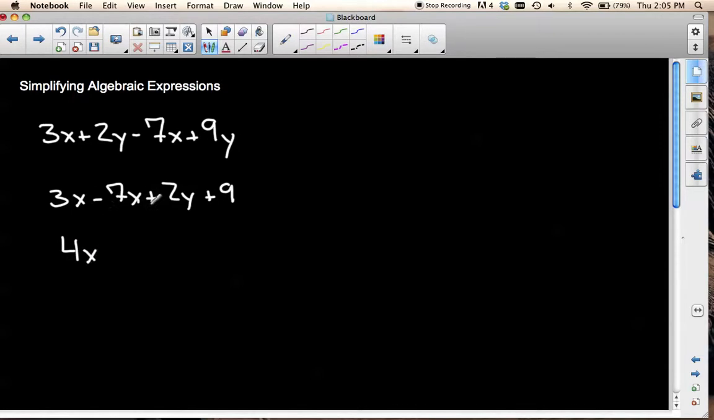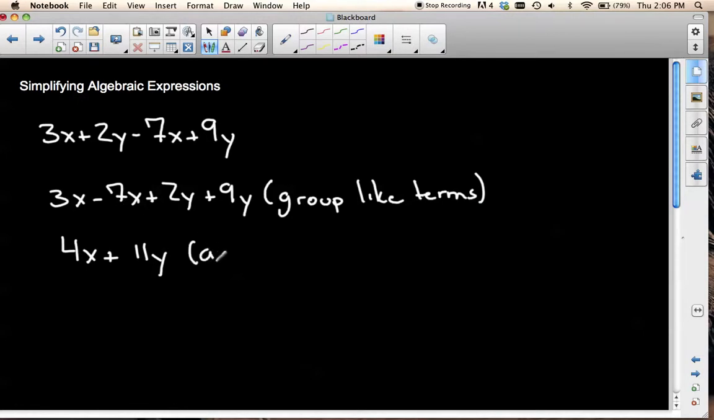These are now complete. And if I add 2y plus 9y, I end up with 11y. So the first thing that we did here was group like terms, and the second thing we did once they were grouped is we added them. This is all we need to do. This is what is important for simplifying an algebraic expression.